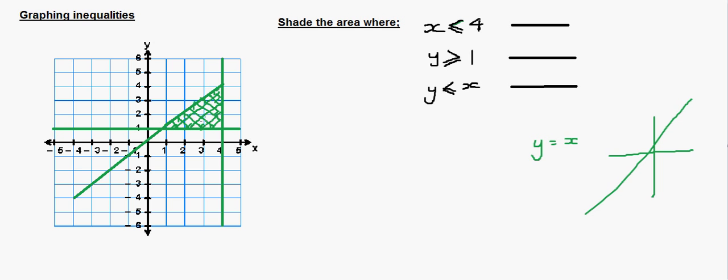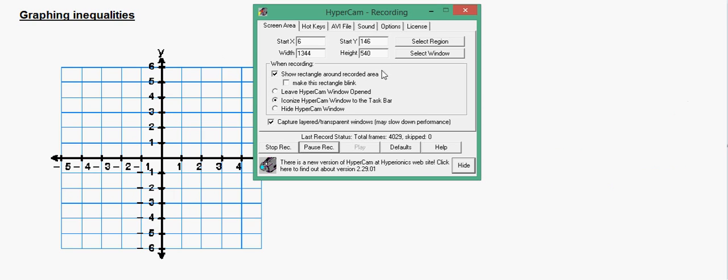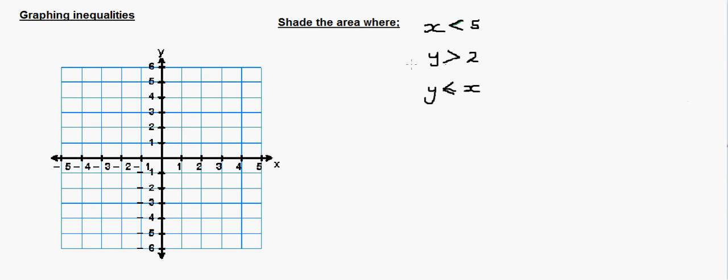Okay, so I'm going to do just one more, just to make sure that you've got this. So I'll clear this graph and we'll put on another one. So here we have a similar question. Shade the area where x is less than 5, where y is greater than 2, and again where y is less than or equal to x.